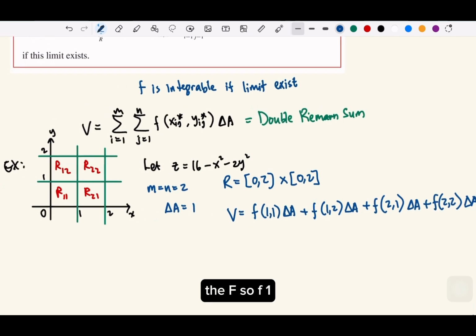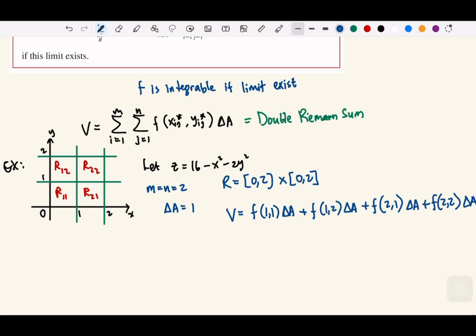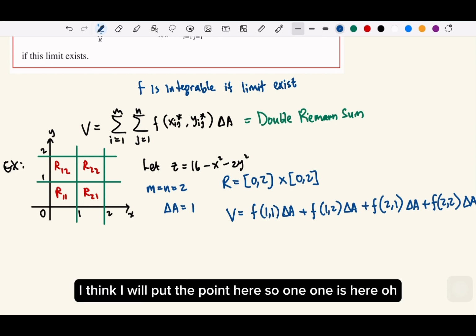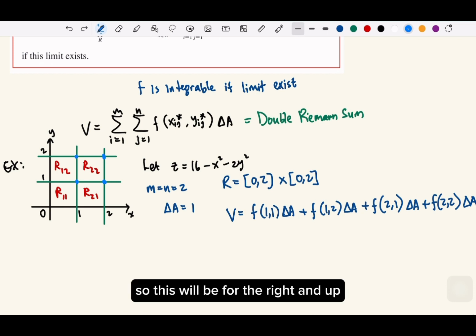So for F11 we put 1 into the equation. So 16, 15 minus 2 is 13, and we put the other ones in as well. I will put the points here. So 1,1 is here, 1,2 is here, 2,1 is here, 2,2 is here. So this will be for the right and top point.